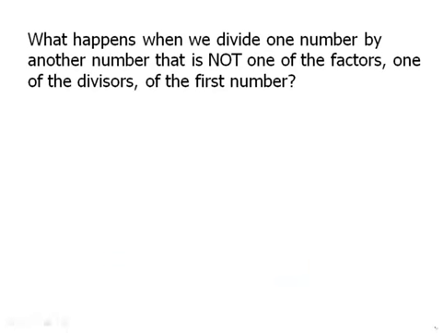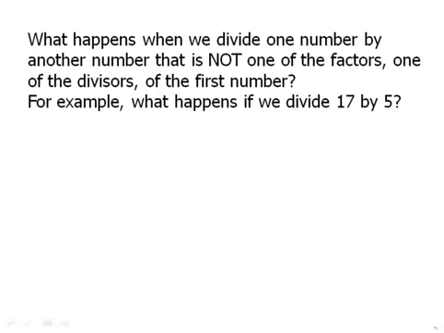What happens when we divide one number by another number that is not one of the factors, one of the divisors of the first number? For example, what happens if we divide 17 by 5? Now, we talked about this a little bit in a previous video we're going to review here.